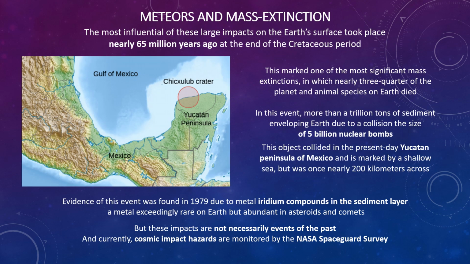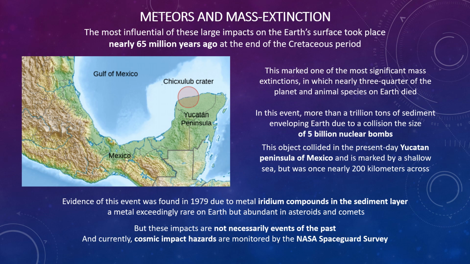Meteors and their impacts on our surface can be some of the most influential events on our planet. So, nearly 65 million years ago, the Earth took a huge impact from a meteor, and this marked the end of the Cretaceous period when it struck the Yucatan Peninsula in what we call the Chicxulub crater. This wiped out nearly three-quarters of all plant and animal life on the Earth, and the collision released more than 1 trillion tons of sediment into the atmosphere. The collision was about the size of 5 billion nuclear bombs.